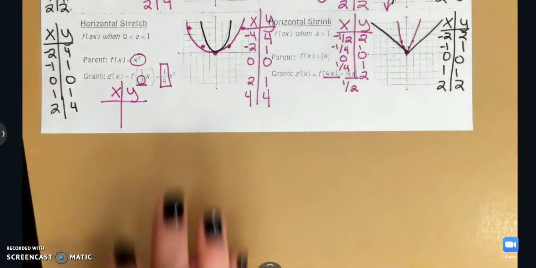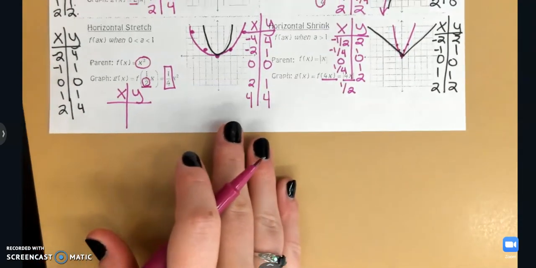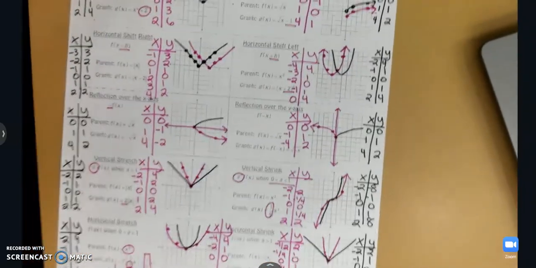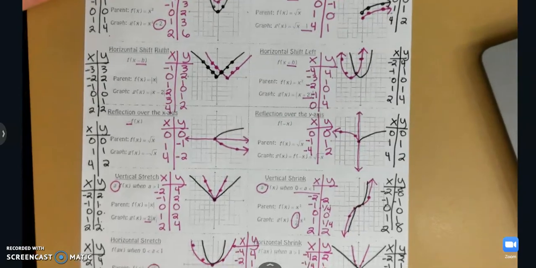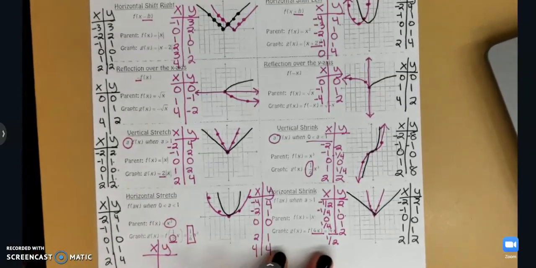Okay? And this is all of our transformations. We have vertical shifts, horizontal shifts, reflection, vertical stretch, horizontal stretch.